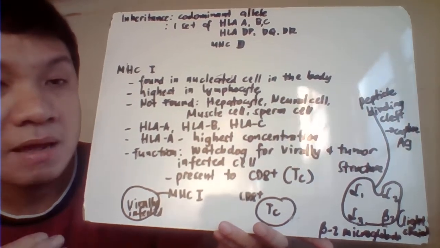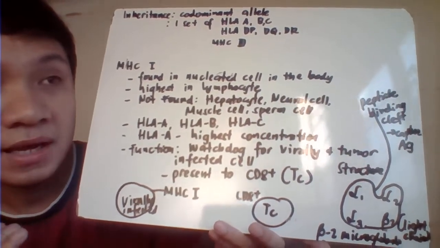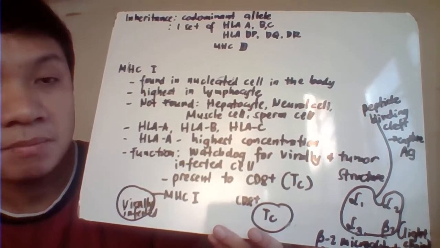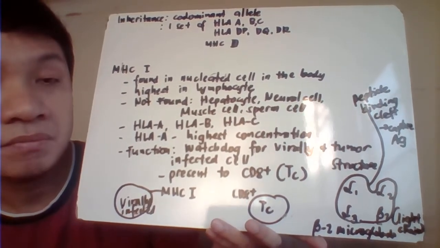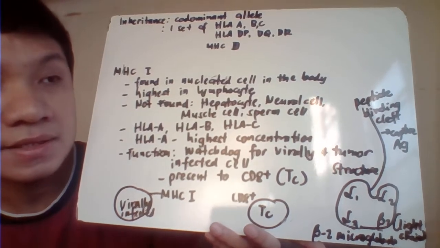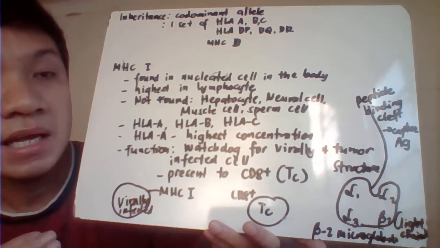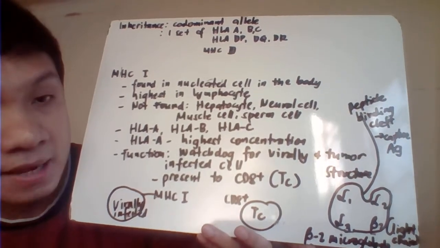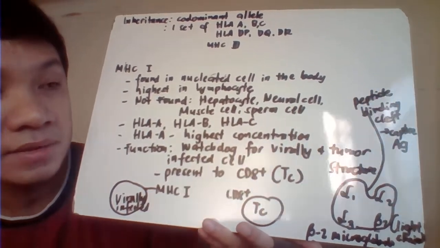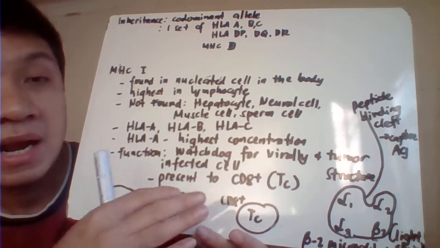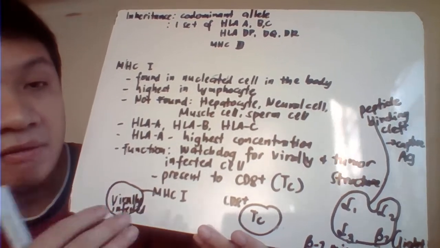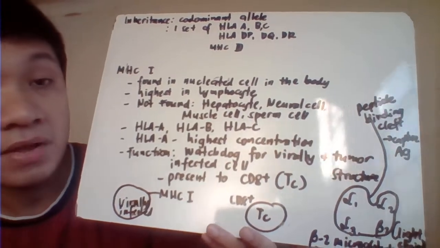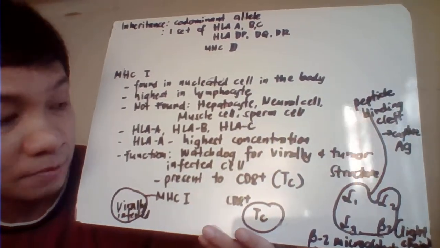Again, what would be the implication for that? In order for you to have a successful transplantation between the donor and the recipient, they should be histocompatible, or compatible with their HLA-A. Because again, among your HLA, HLA-A is found in the highest concentration. So if they are not compatible, of course, it will have a greater chance of rejection.